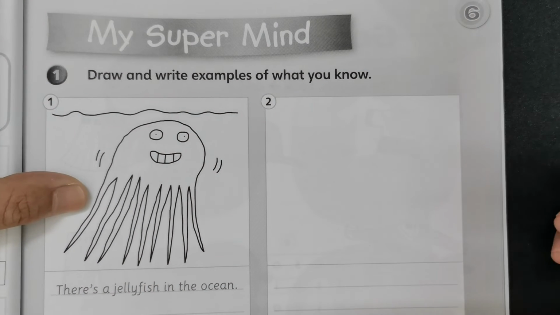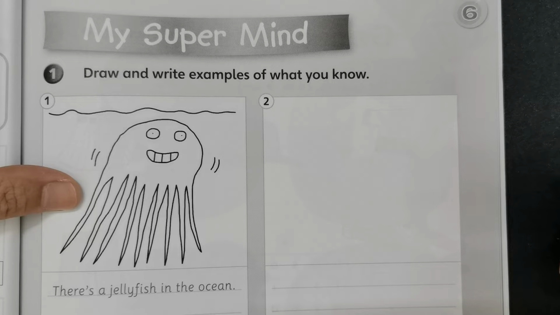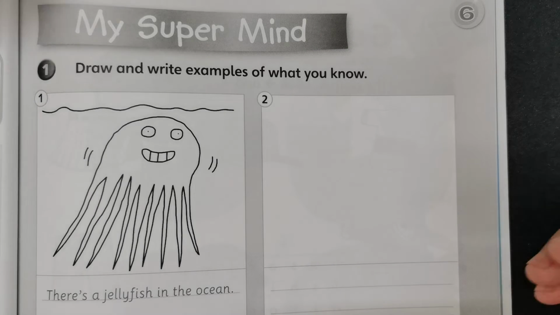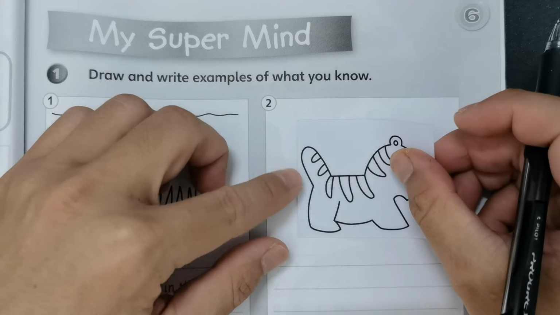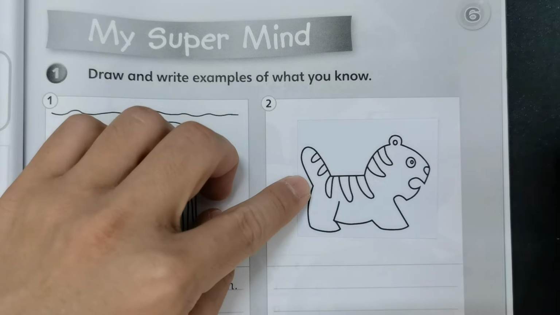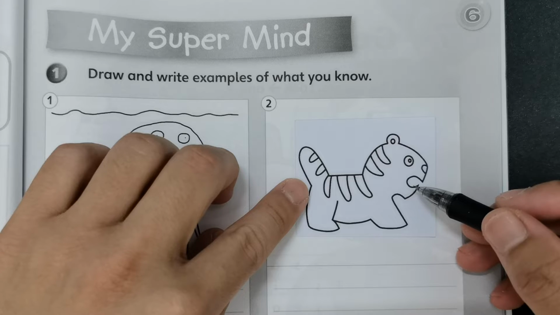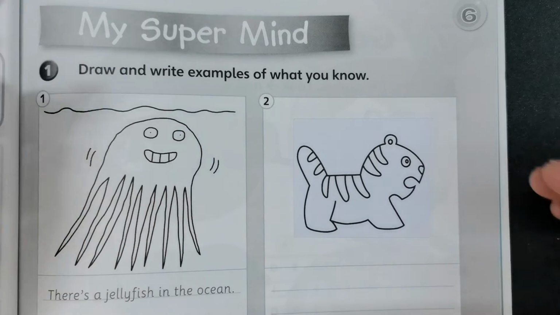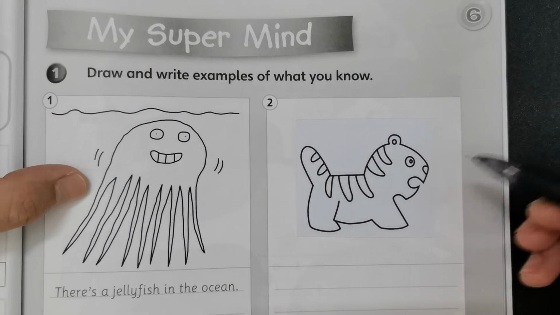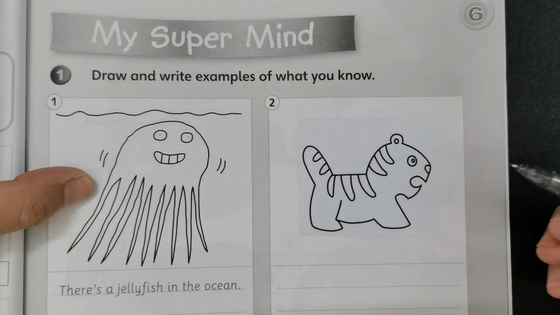And then number 2, so maybe you can draw something in the jungle. So one of it is tiger. So this is among the simpler drawing for a tiger. So you should draw yourself to master your drawing skills. So this is an example for you. So maybe you can follow this guideline to draw it, or you may draw yourself.